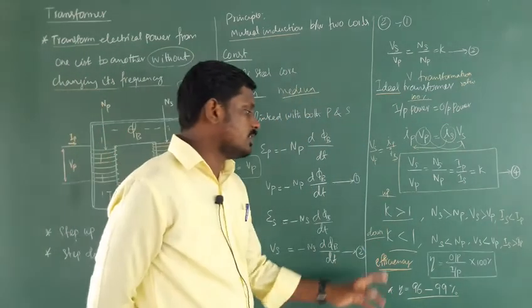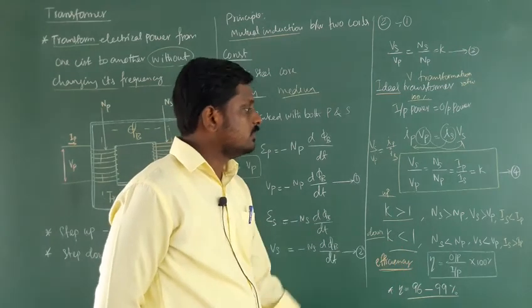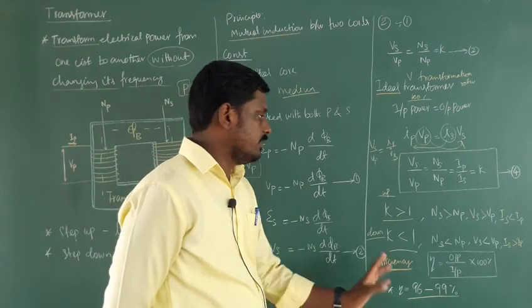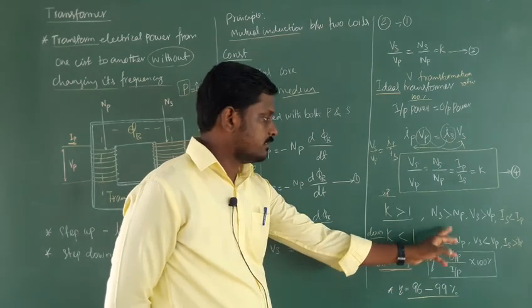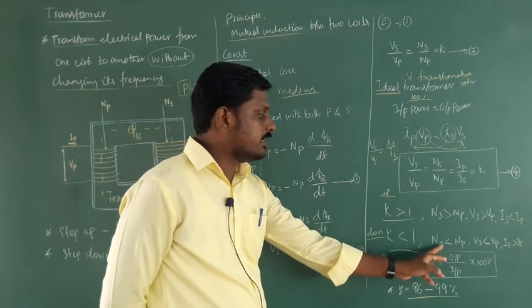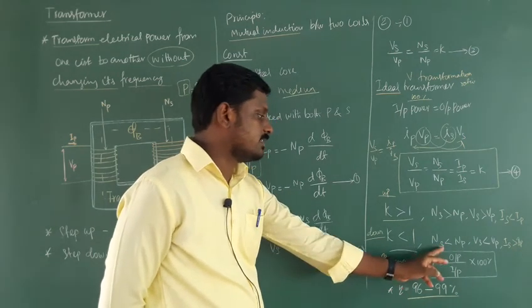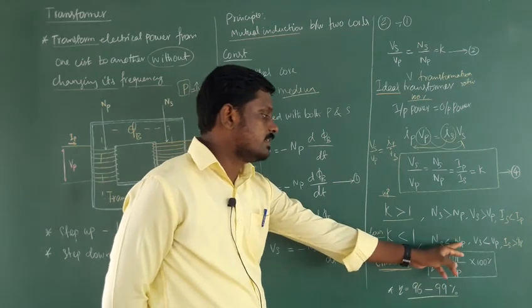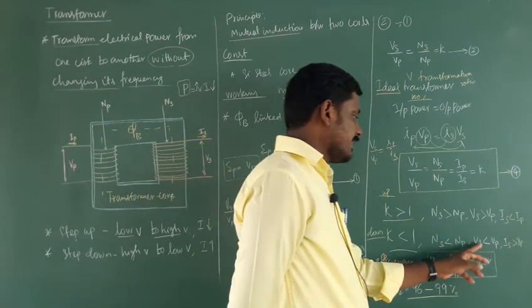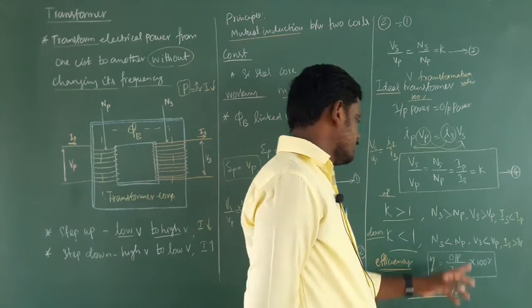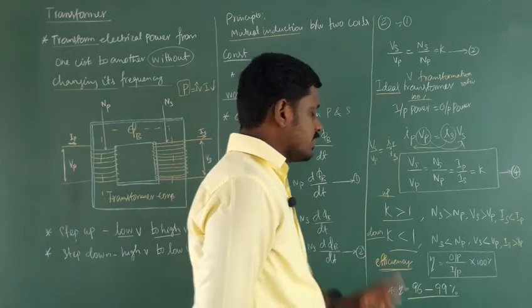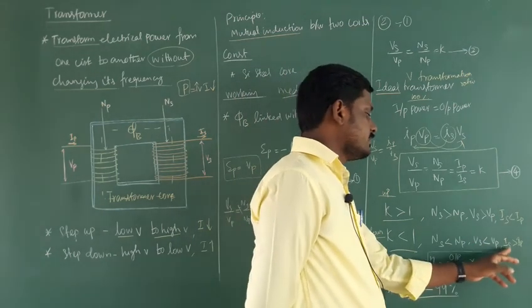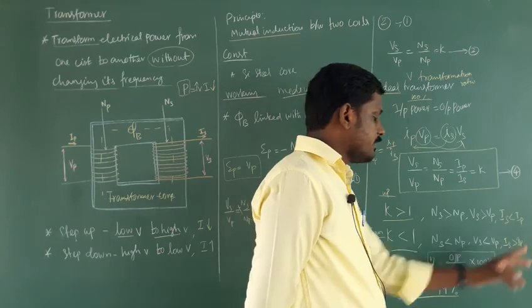Then for a step down transformer, K is less than 1, so the numerator should be lower. Here Ns is less than Np, that is, the number of turns in the secondary is less than the number of turns in the primary. The secondary voltage is less than the primary voltage. Because this is a step down transformer, the current increases, that is, the secondary current is greater than the primary current.